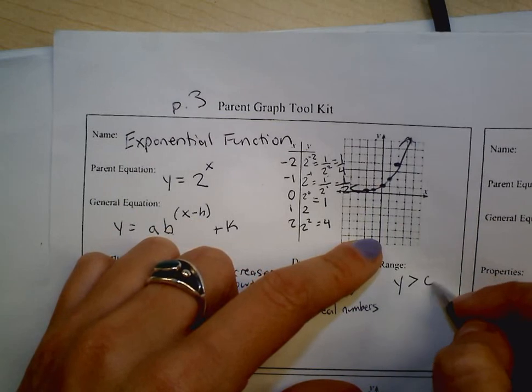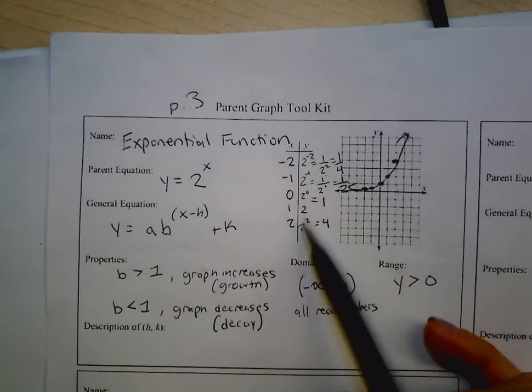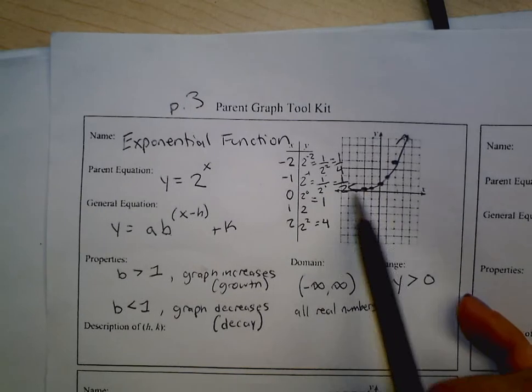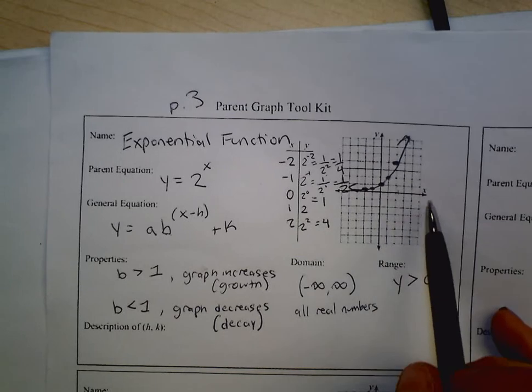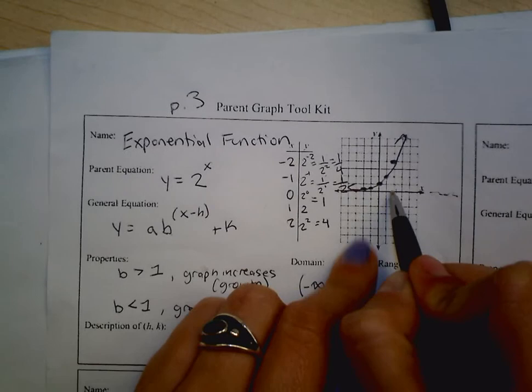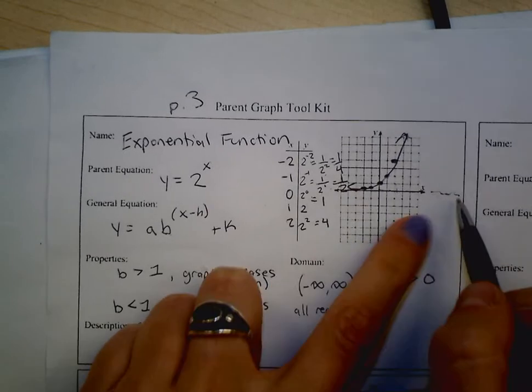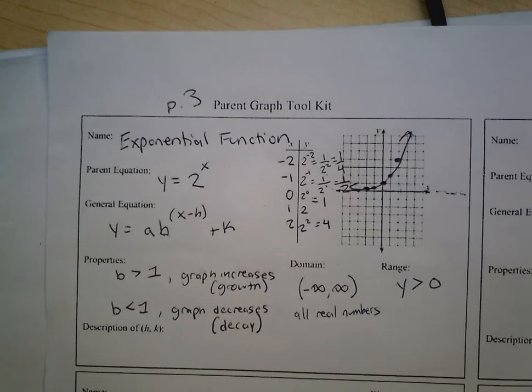Now, here's the thing. We're used to saying greater than or equal to 0, but with exponential functions, this will never actually touch the x-axis. We call this a horizontal asymptote. We have a dotted line here. The graph will never cross it. Horizontal asymptote means it's never going to cross that, so y has to be greater than that 0 mark there.